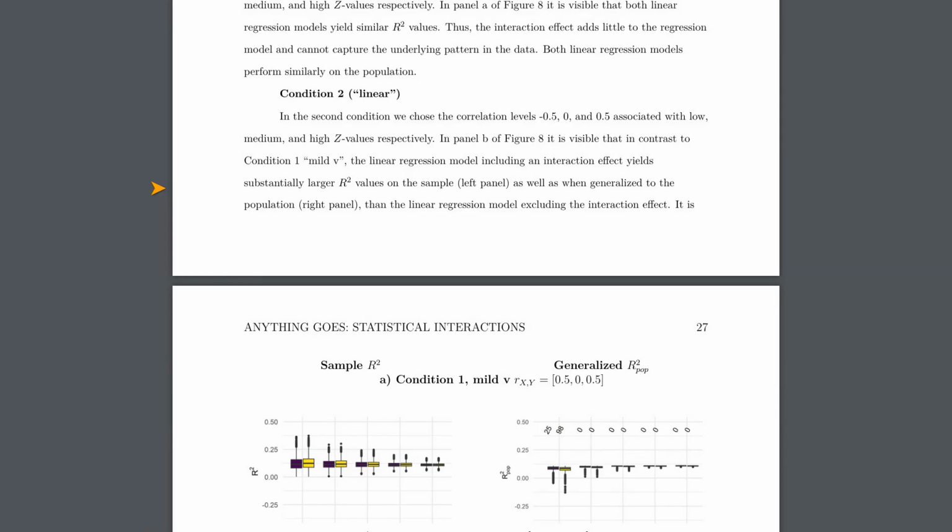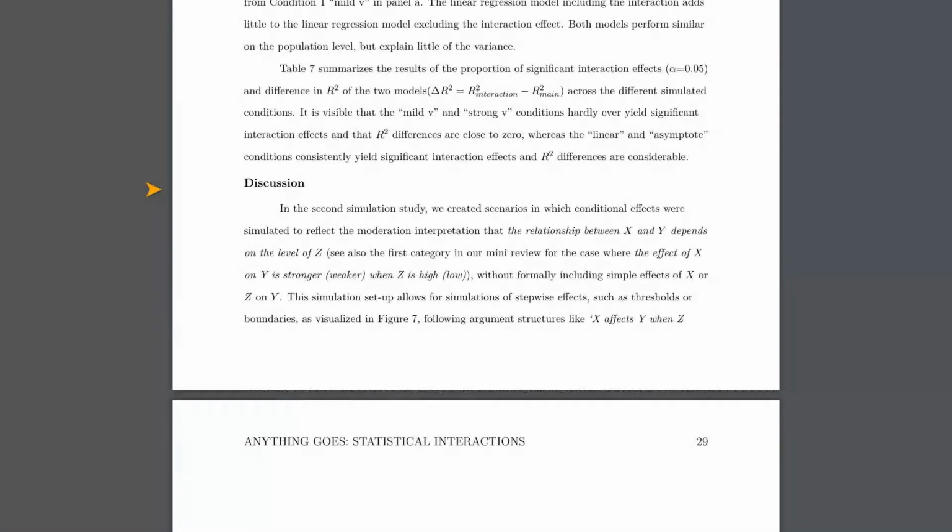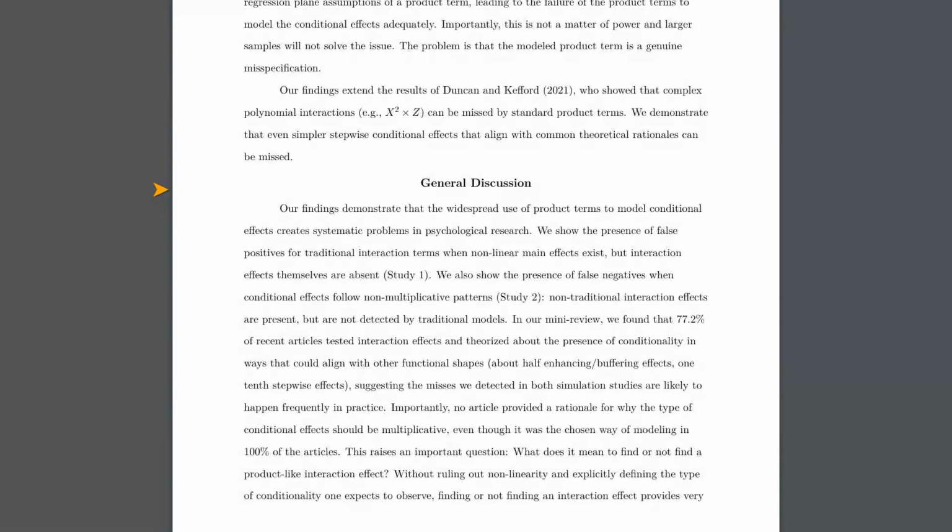The researchers suggest that instead of automatically defaulting to multiplicative interactions, we need to be much more explicit about the functional form we expect based on theory. If you predict a stepwise effect, use piecewise regression. If you suspect a curve, use polynomial terms or more flexible models like generalized additive models, GAMs, or multivariate adaptive regression splines, MARS. They emphasize that researchers need to justify why they're choosing a specific model rather than just following convention.